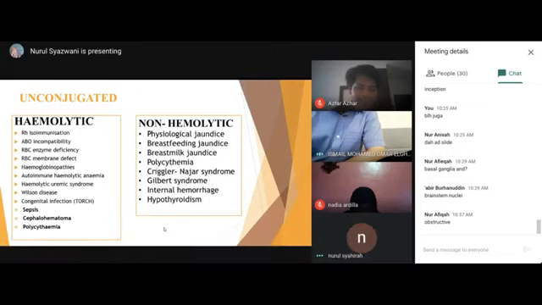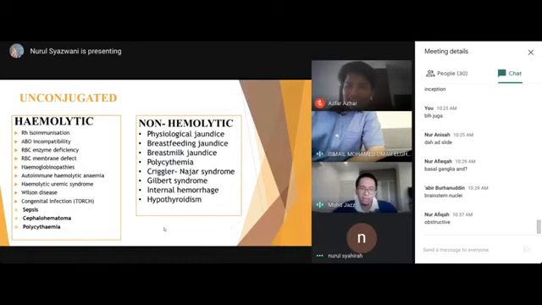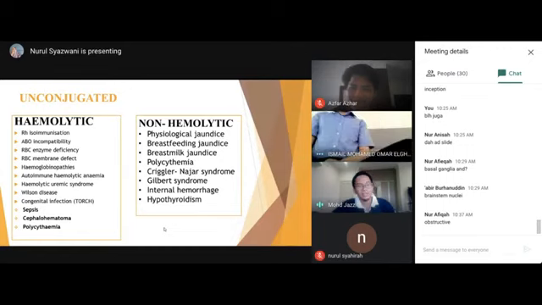Yes, meat. Which meat? Red meat. Yes, which red meat? I'm not sure, Prof. It is hamburger. Oh, hamburger. So we don't see it in the neonate.